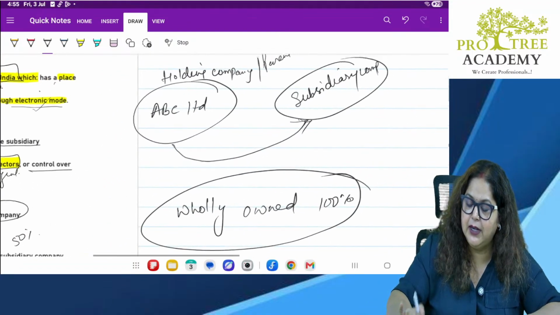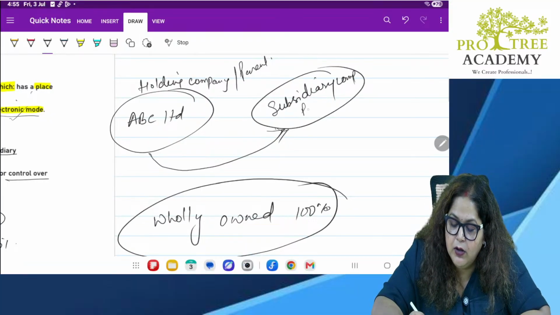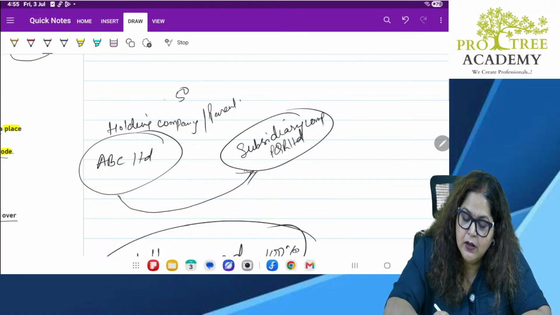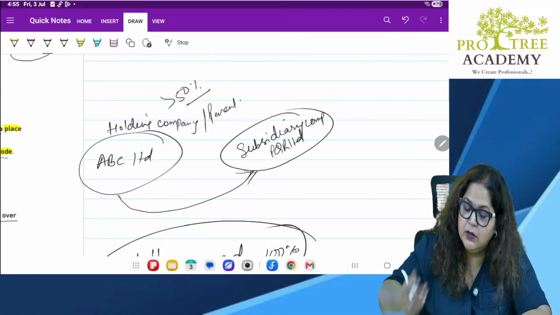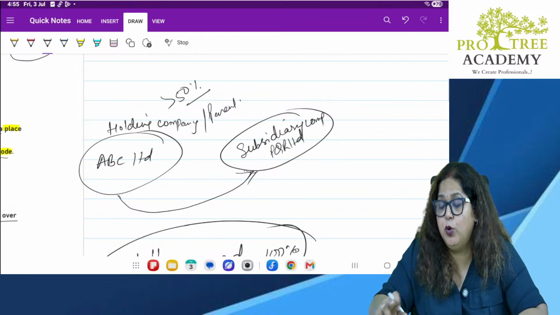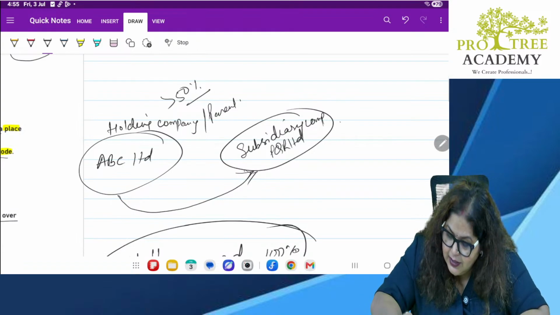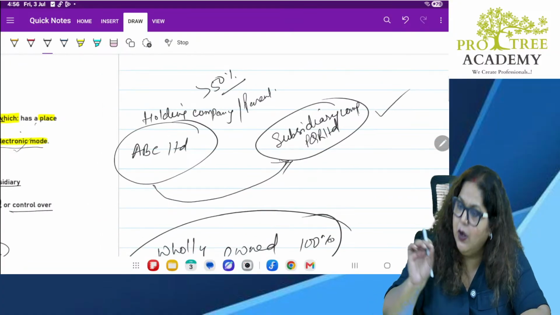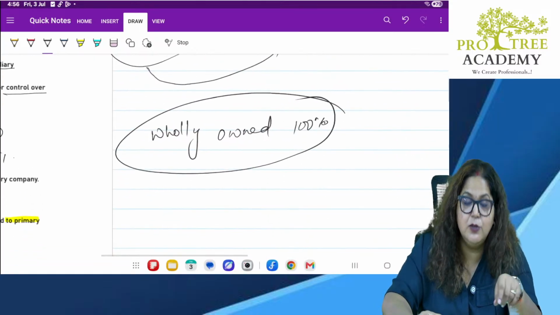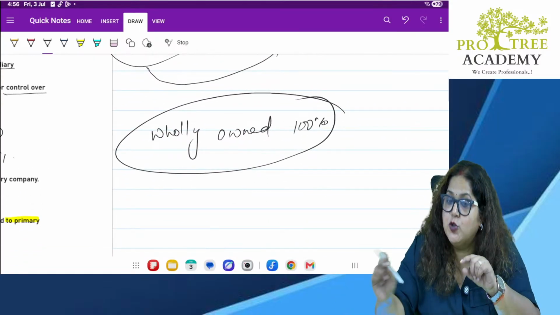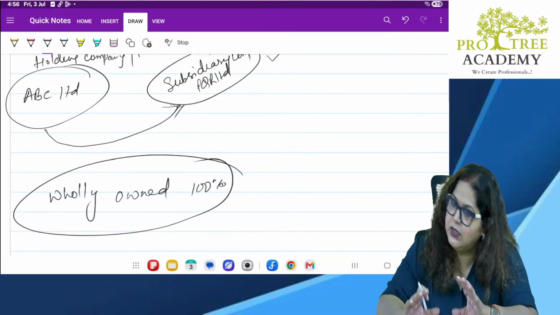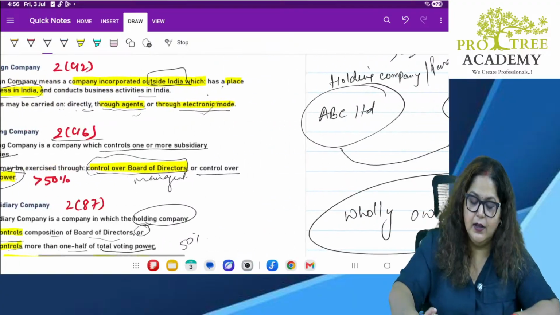If this ABC Limited has control over PQR Limited, so this ABC Limited is holding more than 50% control on the board of directors, on the management, or more than 50% voting power in this subsidiary company, then it will be called the holding company. So how much is the minimum criteria? 50%. Okay. If this company is holding 100% in the subsidiary, then this subsidiary will be called a wholly owned subsidiary.